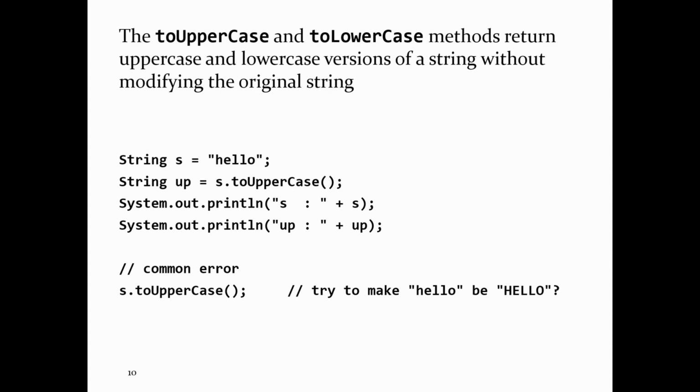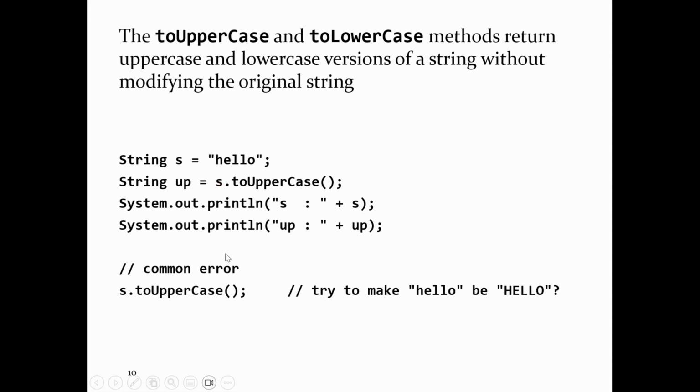So for example, toUpperCase and toLowerCase return uppercase and lowercase versions of a string. They do not modify the original string. Here I've got the string literal hello. I'm going to store a reference to that literal in the variable s.